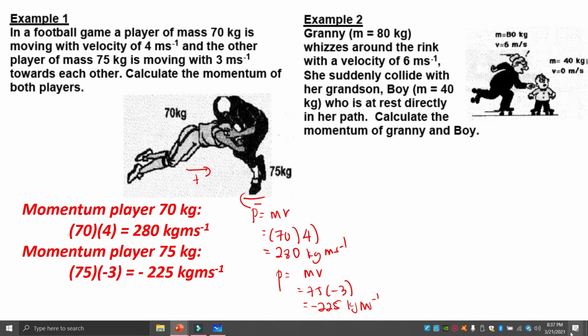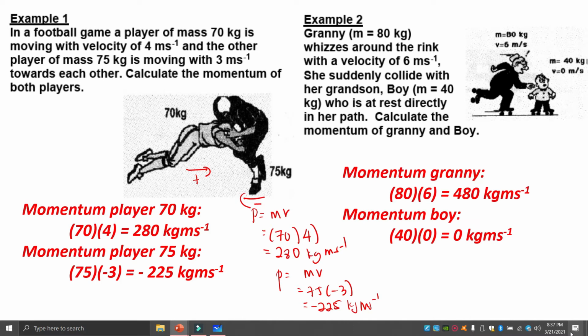Granny, the mass is 80 kg, whizzed around the rink with a velocity of 6 meters per second. And then she suddenly collides with her grandson, a boy that has a mass of 40 kg, who is at rest directly in her path. So calculate the momentum of granny and the boy.